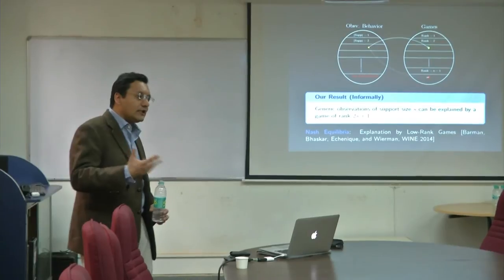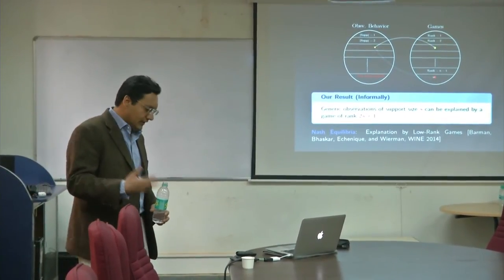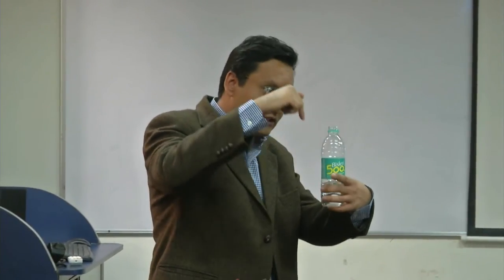Let's pick a very concrete example. I just have this set of observations. In the first observation, both players are playing 1-1. There's no distribution, only one action actually. So this is support size 1.